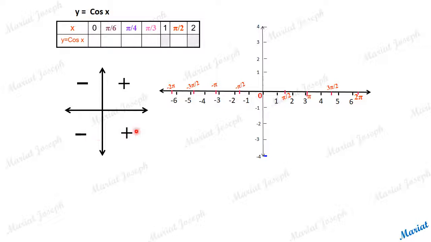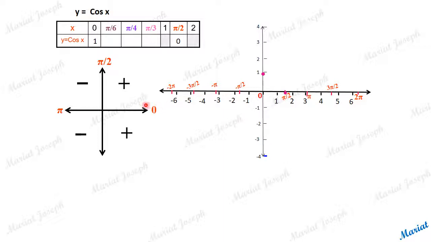Now, let's begin with cos 0. When x is 0, y is cos 0. Cos 0 is 1. So 0, 1 is the first point we are plotting. 0, 1 here. Next, let's go for x equal to pi by 2. When x is pi by 2, y will be cos pi by 2. Cos pi by 2 is 0, so we have the point pi by 2, 0. It's on the x-axis.